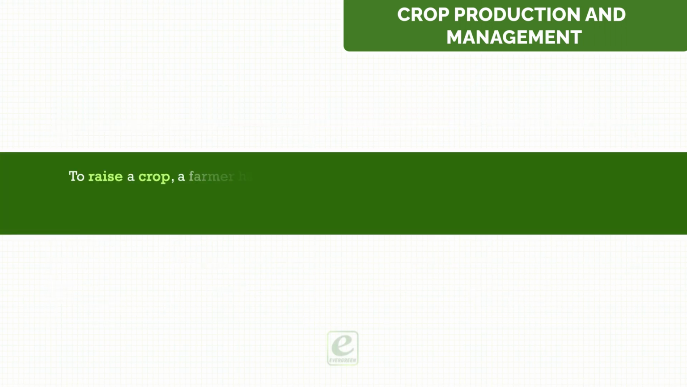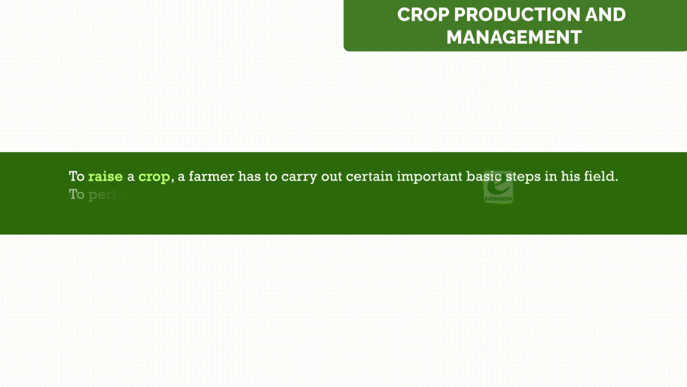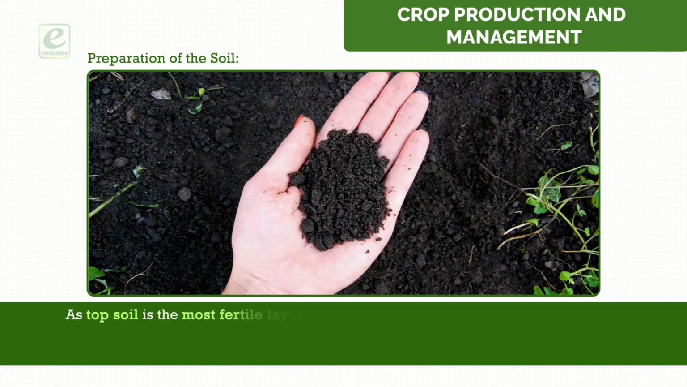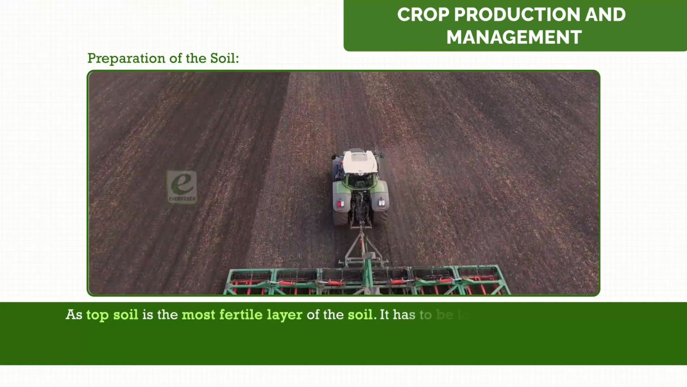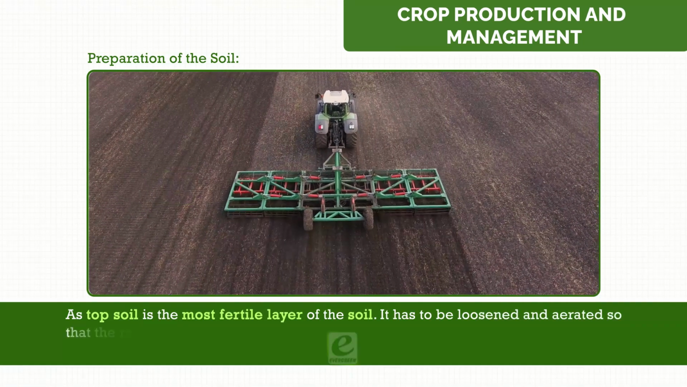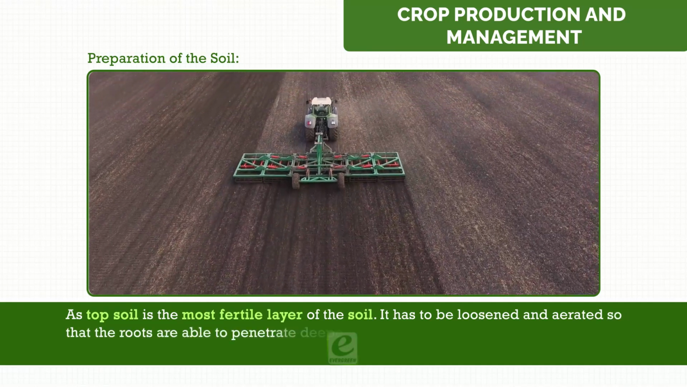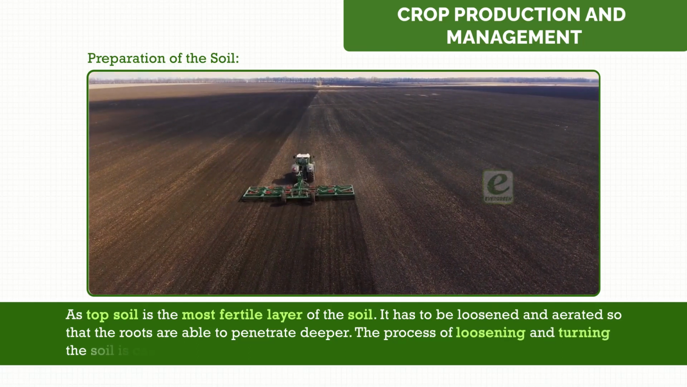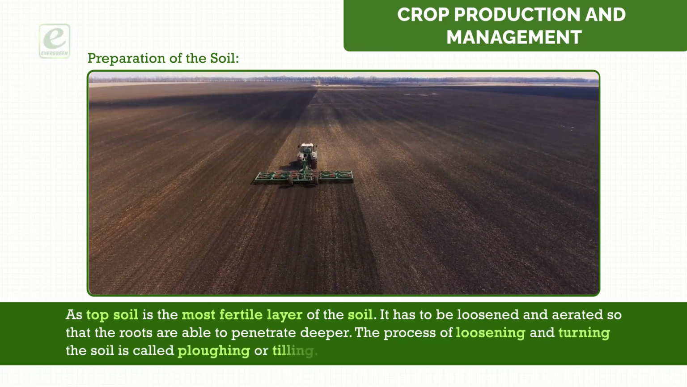To raise a crop, a farmer has to carry out certain important basic steps in his field. To perform these steps, various implements are required, which are discussed here under. Preparation of the soil. As topsoil is the most fertile layer of the soil, it has to be loosened and aerated so that the roots are able to penetrate deeper. The process of loosening and turning the soil is called ploughing or tilling.